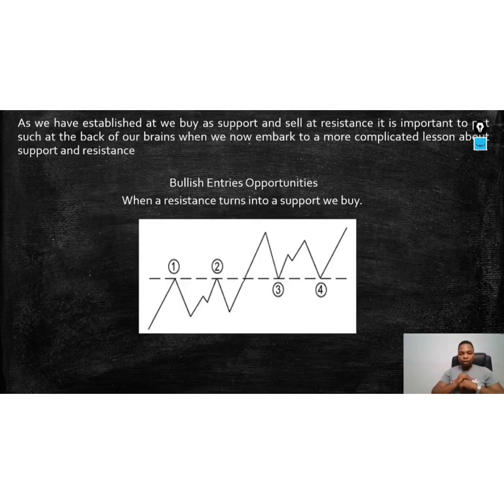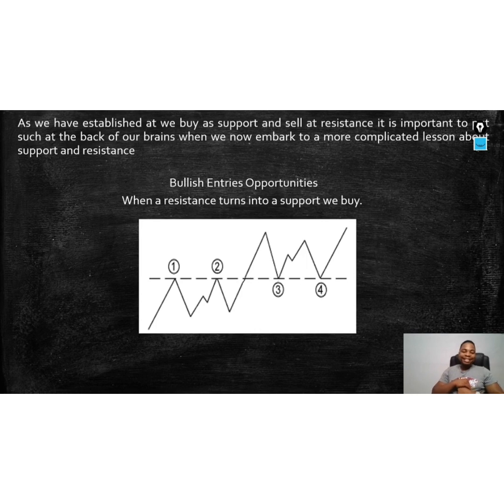Now it's going to get a little bit complicated. Now we're going to go deep into another strategy of support and resistance, which will become much easier for you to master if you take note of everything that I'm about to say. As we have established, at support level we buy and at resistance level we sell. Let us put that at the back of our brains, and now we're embarking on a new journey which is a bit more complicated, but it's going to help you master the context of support and resistance.